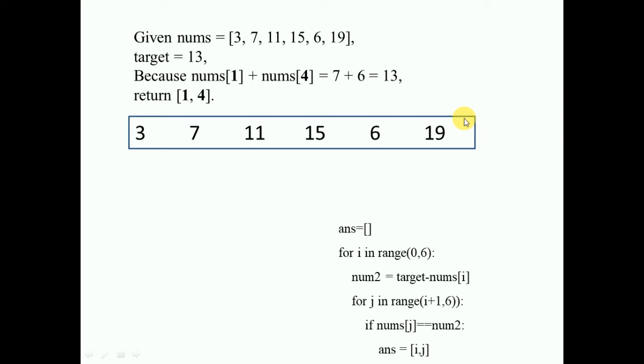So there is one method we can do. The target number is given as 13, so we can subtract the first element, that is 3, from the 13, and the remaining is 10. So we have to search whether 10 is present in the remaining of the list or not. If we do not find 10 in the remaining of the list, that means 3 is not the part of our result.